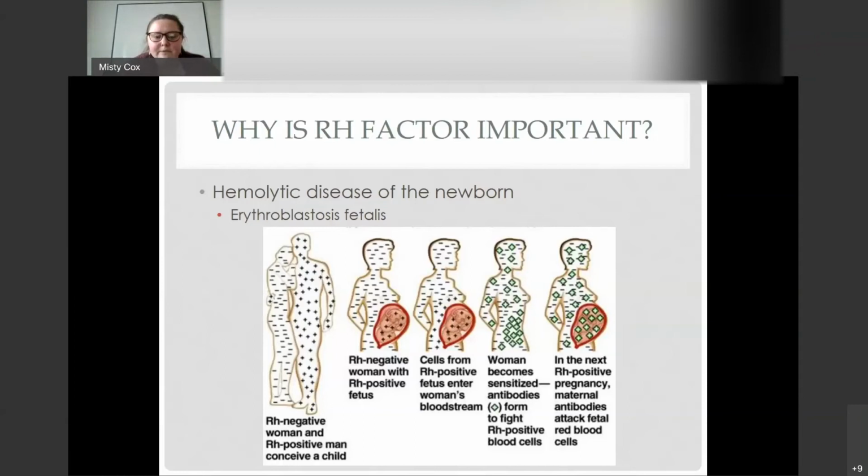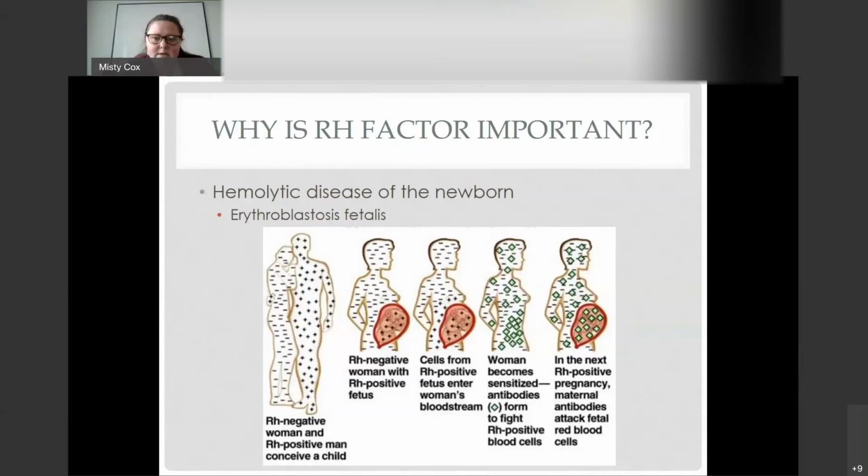And that's what's called hemolytic. So the antibodies attack the baby's red blood cells because they're going to fight those red blood cells since they don't match mom. And the baby is then born, if it's born, with immature red blood cells. So that's the erythroblastosis. Those immature red blood cells cannot carry oxygen.